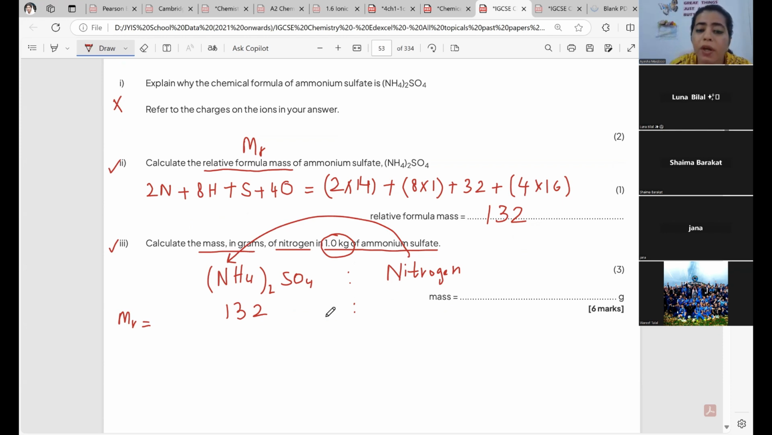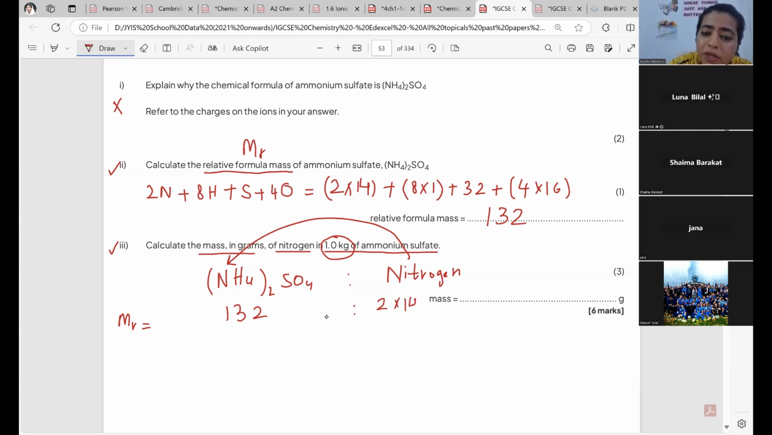In this formula, how many nitrogens are there? 2. So 2 times 14, which means 28 grams. So when we have 132 grams of ammonium sulfate, 28 grams is nitrogen inside. This point is clear? 132 grams of ammonium sulfate has 28 grams of nitrogen in the formula.